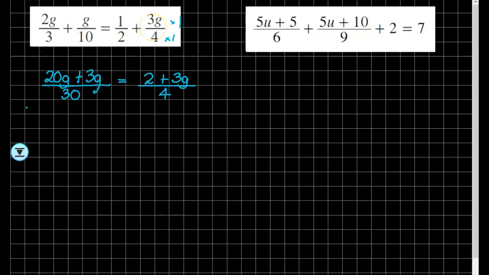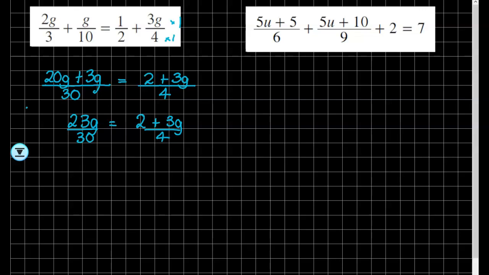Question: can I add the 20g and the 3g? Yes, absolutely. So that becomes 23g over 30. I'm a bit disappointed that there wasn't anything I could cancel there. That would have been nice to make everything smaller, but that's okay because we use the lowest. Can I add the 2 and the 3g? No, and I can't cancel anything either. And now, what are we going to do?